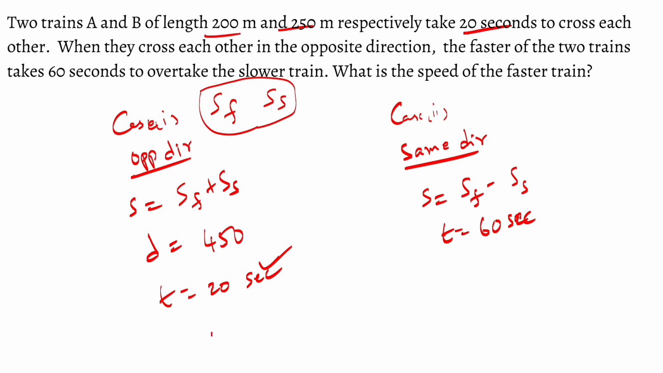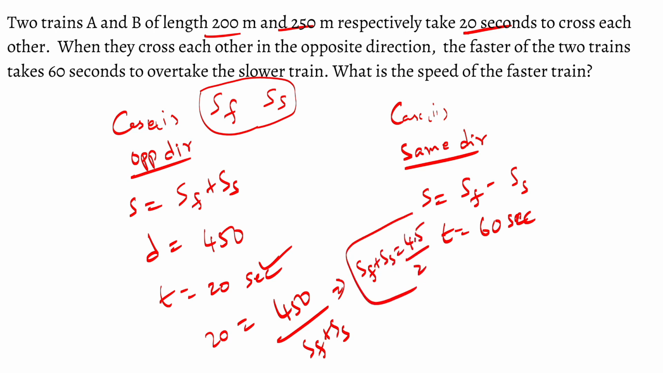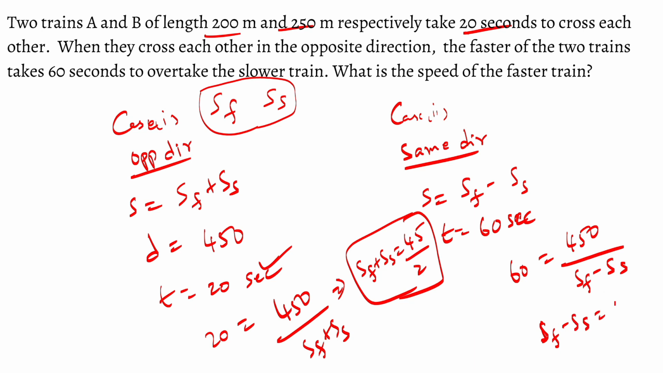Right? Now, time is equal to 20, which is equal to distance by speed. Speed is SF plus SS in the first case, and this will be equal to 45 by 2. This is equation 1. In the second case, time is equal to distance, that is 450, by speed SF minus SS. So the speed of the faster train minus the speed of the slower train is equal to 45 by 6.